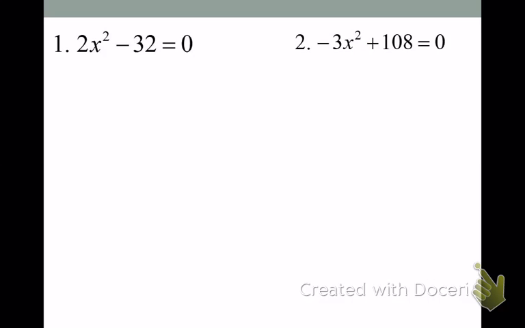First one here. So you have to imagine that this starts off as a function where y is equal to 2x squared minus 32. And we're asked to find the solutions. We're asked to find the zeros. We're asked to find the roots of this function. So we're going to plug in 0 for y. And then we go solve the equation. We get the x squared by itself by adding 32 to both sides.